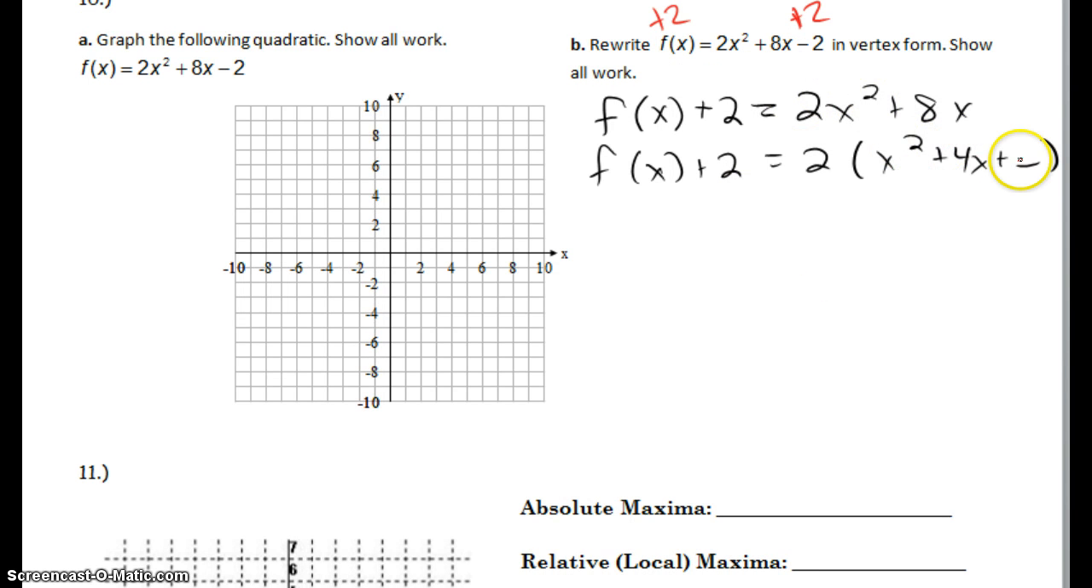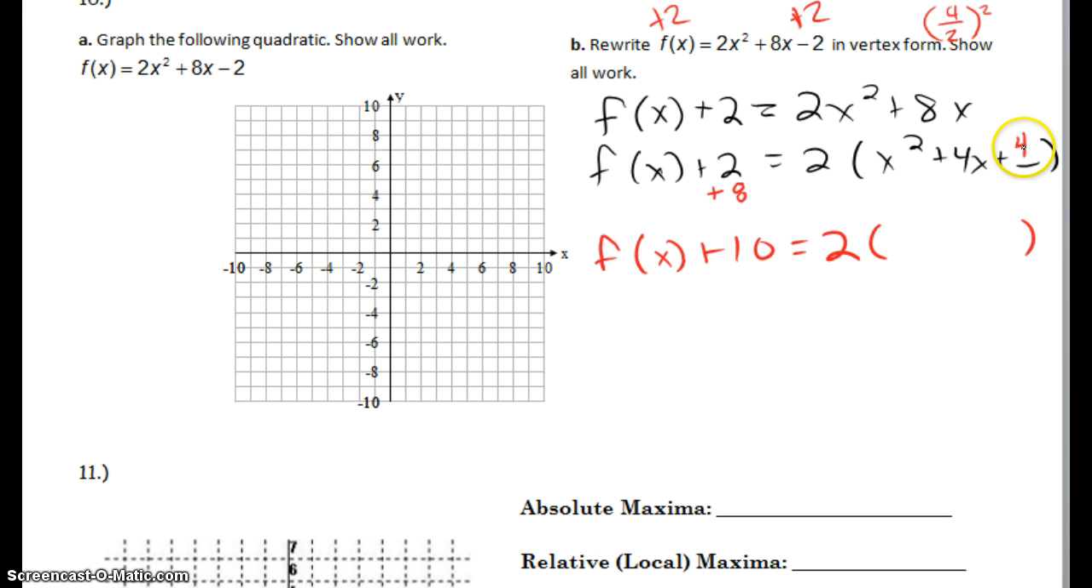So now I complete the square. I take half of my b term and I square it. 4 divided by 2 squared is 2 squared, so that's 4. But I can't add a 4 on the other side because this 4 is actually an 8, 2 times 4. So I'm going to be adding an 8. So I have f of x plus 10 is equal to 2, and I'm going to factor this.